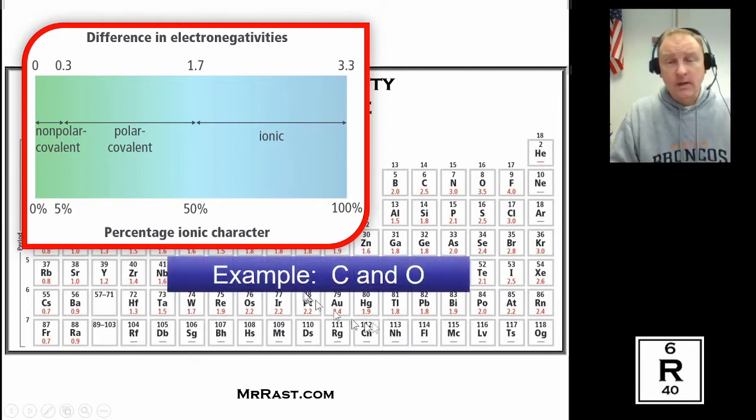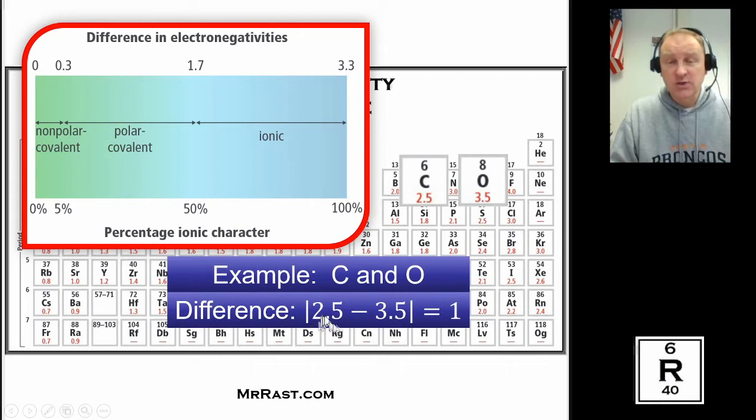So let's take an example here. A carbon to oxygen bond. Would that be nonpolar covalent, polar covalent, or ionic? So to figure this out, we take the carbon and we take the oxygen. We have 2.5 and 3.5. And so the difference between 2.5 and 3.5 is 1.